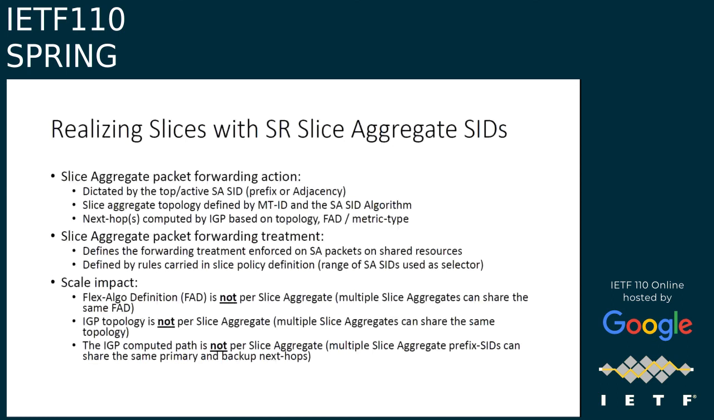Now, some scale impact of this proposal. We are not proposing a flex algo definition for a slice aggregate. So multiple slice aggregates can use the same flex algo definition. This is a good point. Other proposals are advocating a flex algo definition per slice or per slice aggregate, whatever the term would be. The second point is the IGP topology can be shared among multiple slice aggregates, and that will allow better scale. The computed path, the result of the optimization criteria, can also be shared by multiple slice aggregate SIDs. Next slide, please.